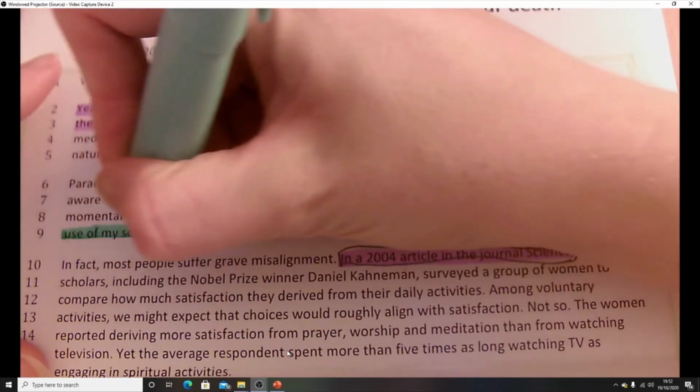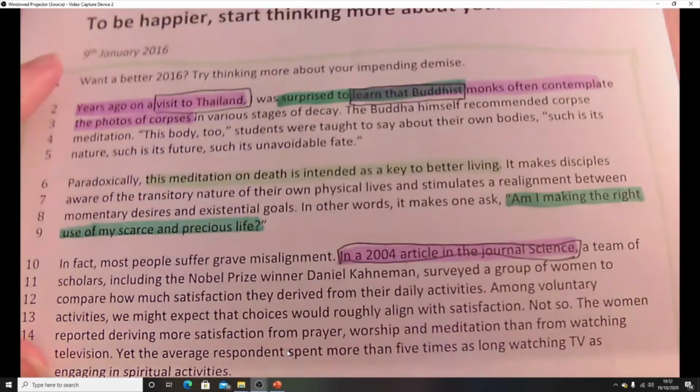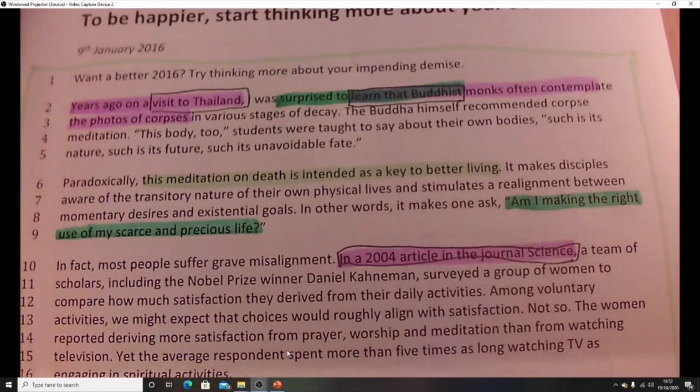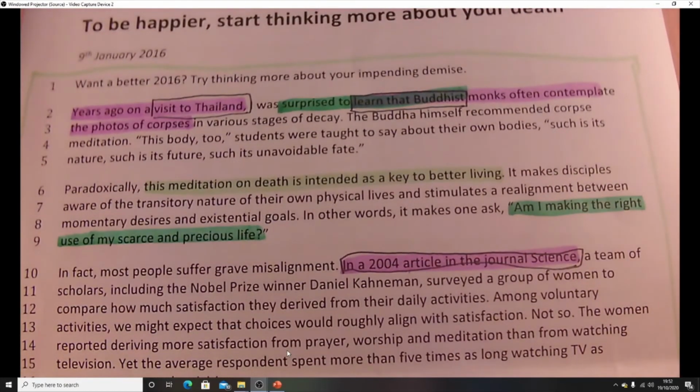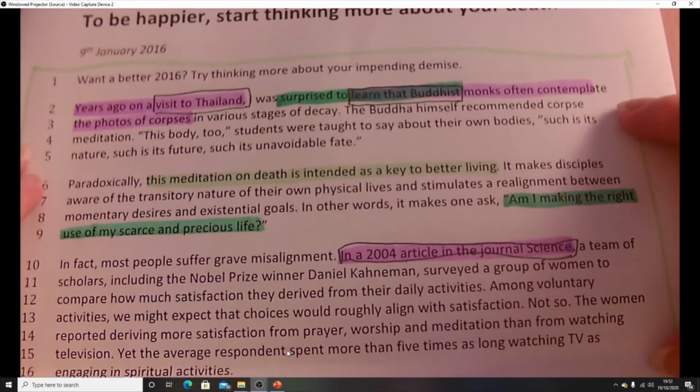And I'd probably end up using that because that kind of rhetorical question, he's asking himself and making us want to question as well whether we are using our life in the best way possible that we can. So I'd probably go for that. It kind of sums up how he's considering his life and how learning about this information of corpse meditation made him reconsider his position in life as well.